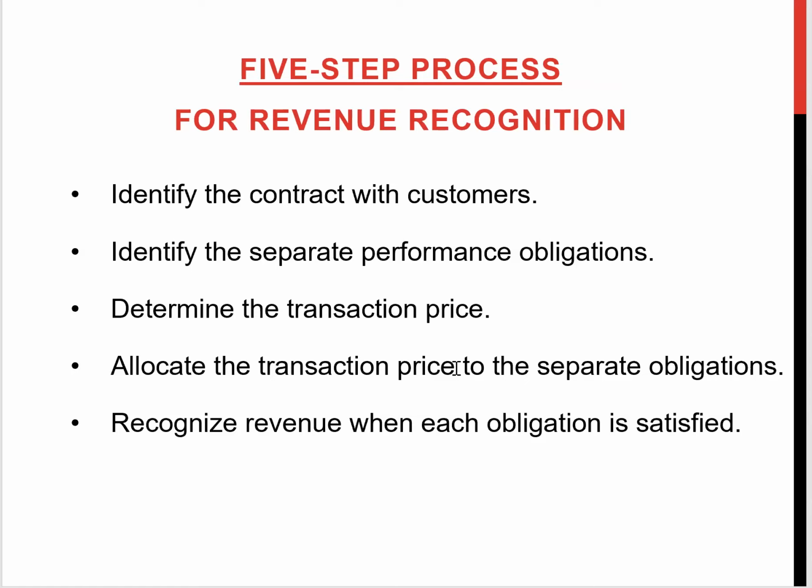I'm repeating. First, the contract. Second, performance obligations, whether one or more. Third, transaction price. Fourth, split or allocate the transaction price to the performance obligations. And this might be crucial if you have more than one obligation. And then when you fulfill your performance obligations, you record your revenues.